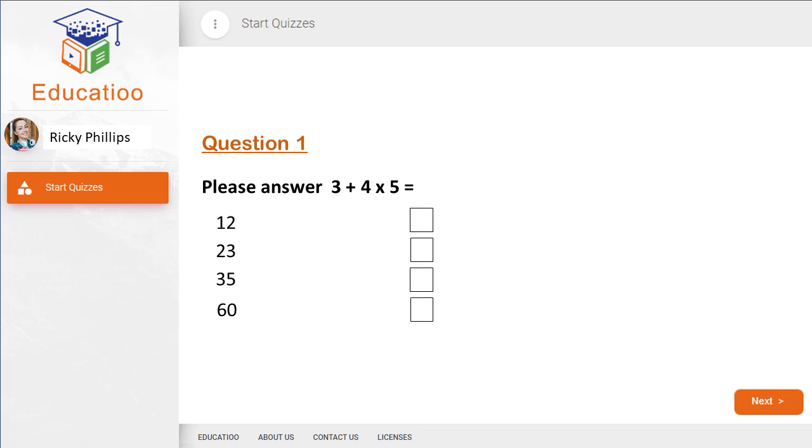3 plus 4 is 7, and this times 5 is 35. 6 plus 6 is 12, and this divided by 2 is 6. 8 plus 4 is 12, and this times 2 is 24.